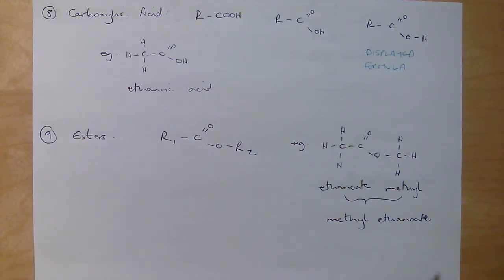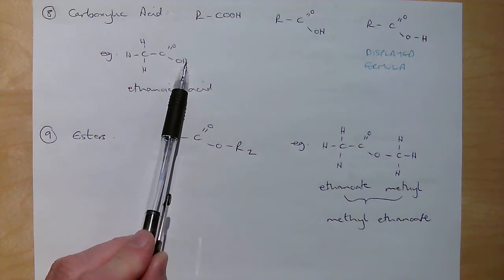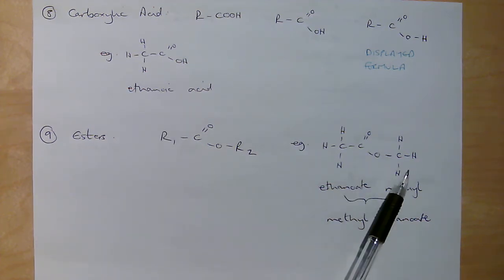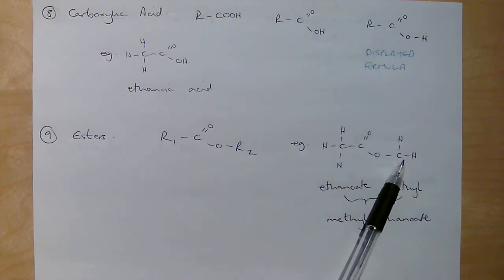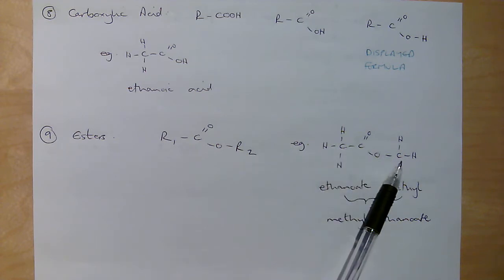Number 9, then esters, R1COOR2. Really the difference between esters and carboxylic acids is that the H of the carboxylic acid has been substituted by another alkyl group, in this case a CH3 group. So that's a methyl group, and it's based on ethanoic acid, so it's methyl ethanoate.